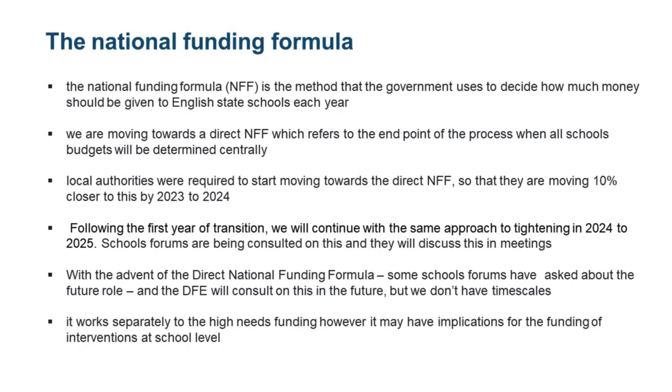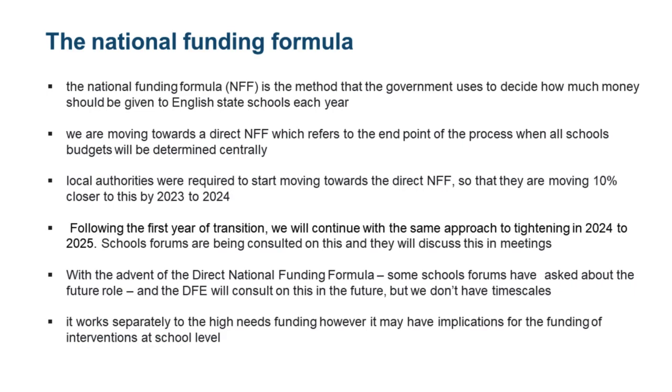So the National Funding Formula. The National Funding Formula is the method that the government uses to decide how much money should be given to English state schools each year. We are moving towards a direct national funding formula, which refers to the end point of the process when all school budgets will be determined centrally.